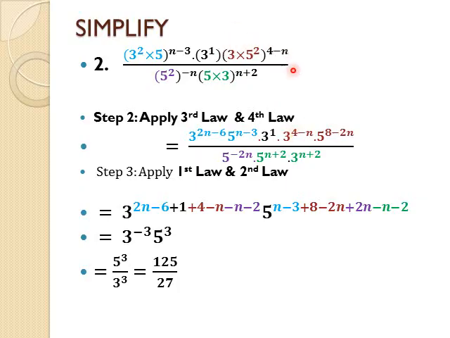1 times negative n, and there 2 times 4 gives me 8. 2 times negative n gives me negative 2n. Come below, 2 times negative n gives me negative 2n. 1 times n plus 2, 5n plus 2, and then 3, 1 times n plus 2, n plus 2. So they have applied law 4 and 3.